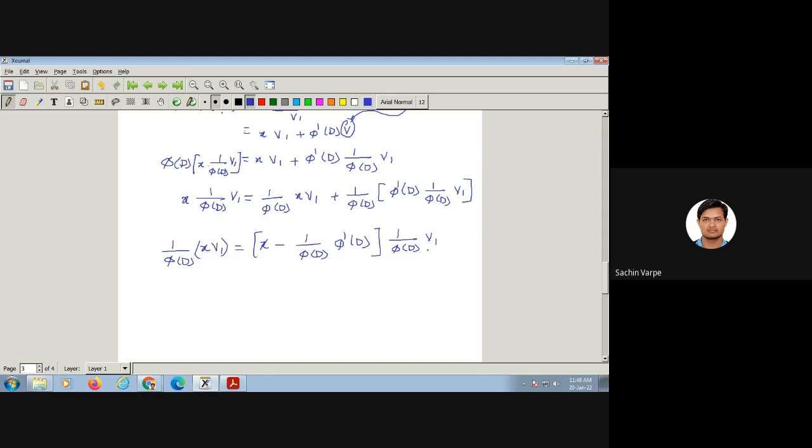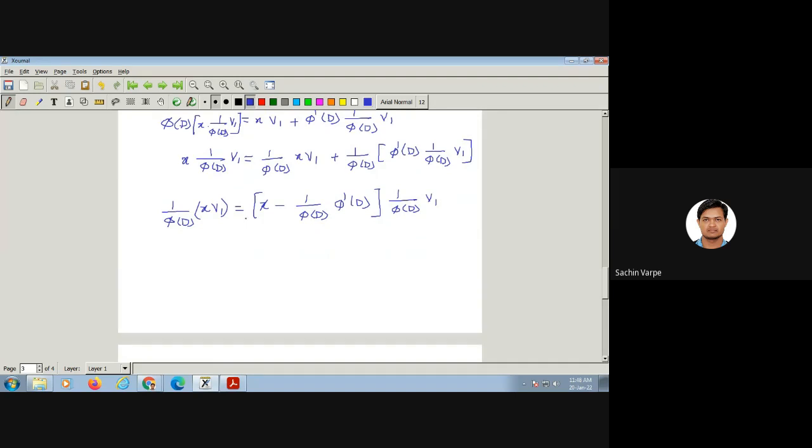But what is v1? v1 is the function of x. Hence we have the formula that instead of writing v1 we write v. So 1 upon phi of d operated on xv is x minus phi dash, or simply 1 upon phi of d phi dash of d, and that is operated on 1 upon phi of d v. So this is the proof of the formula.